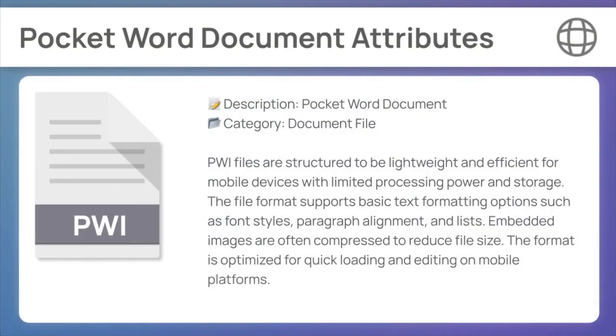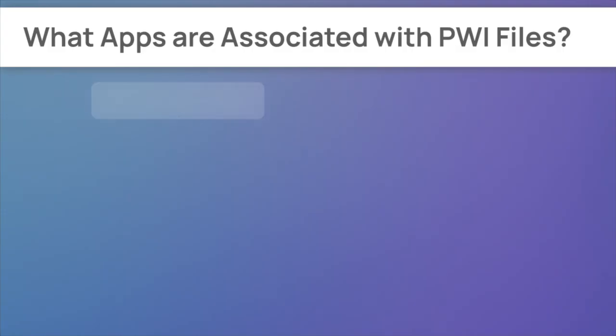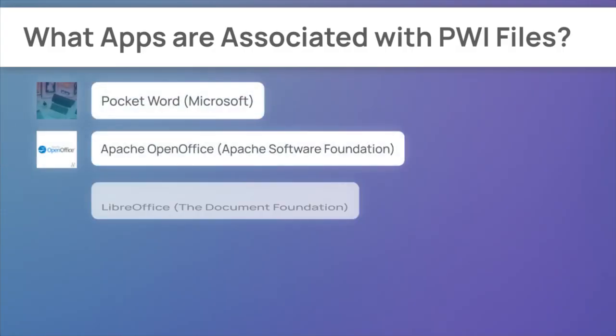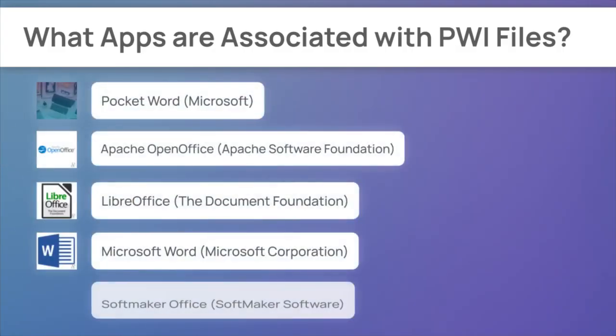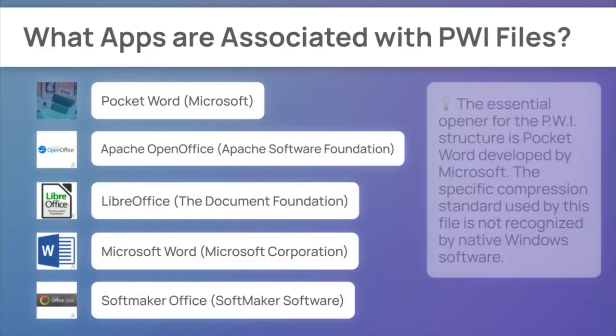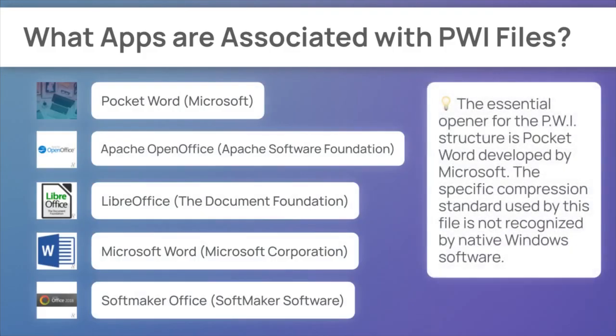The file format supports basic text formatting options such as font styles, paragraph alignment, and lists. Embedded images are often compressed to reduce file size. The format is optimized for quick loading and editing on mobile platforms. The most widely recognized opener for PWI is unequivocally Pocket Word from Microsoft. Full file extraction and decompression must be managed by a third-party utility. Windows provides limited editing capability, so full functionality depends on dedicated programs.